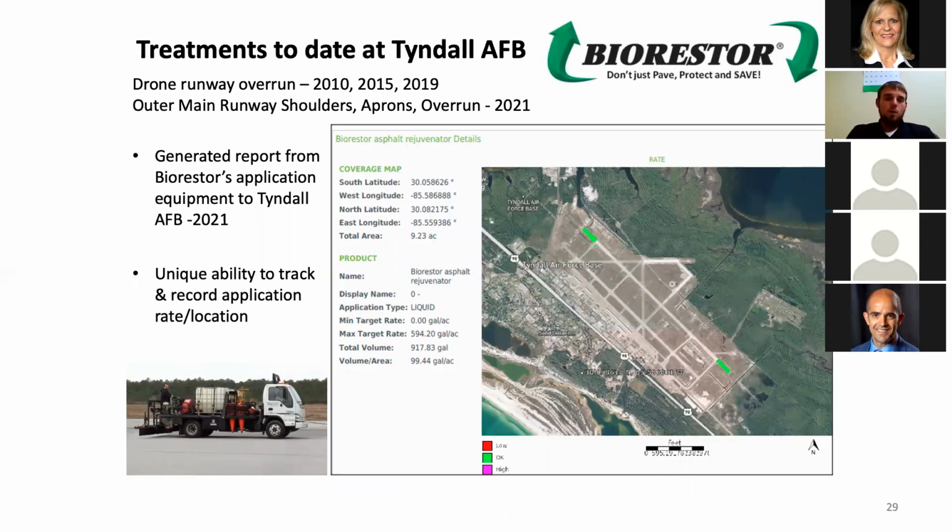We have done multiple treatments at the Tyndall Air Force Base. Not on the main runways because those are concrete, but on the overruns, aprons, and taxiways. This is a unique picture of our process and our tracking ability. When we apply the product, we can track the amount of gallons put down and square yards treated, along with a GPS map of where the product was applied, for our customers' knowledge. This report was generated earlier this year, in 2020, on the drone overruns at Tyndall Air Force Base.